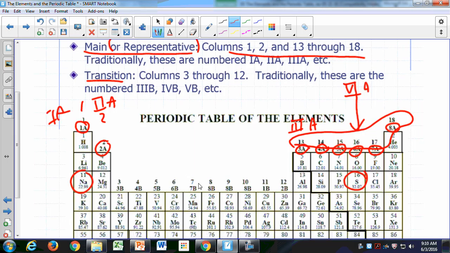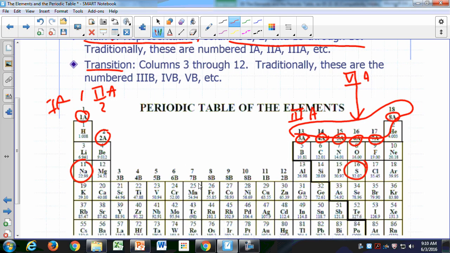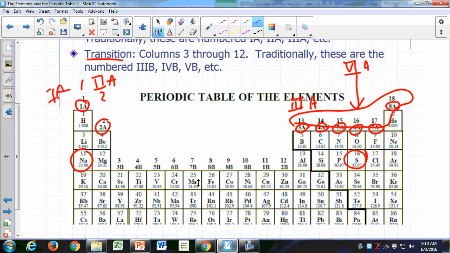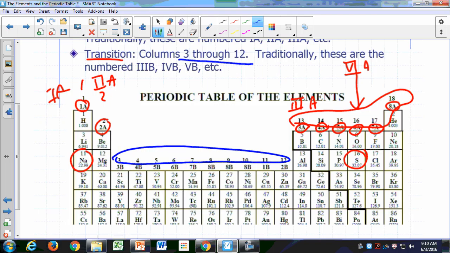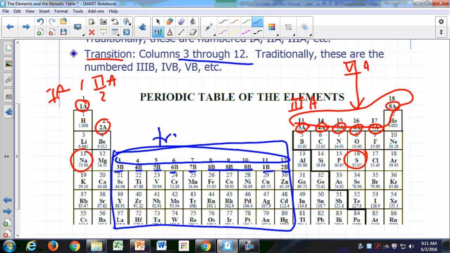Now the transition elements are those that are found in columns 3 to 12. So here's columns 3 to 12. And you'll notice the labeling of this goes from 3B, 4B, 5B, 6B, 7B. And there are three columns that are labeled 8B, and then you have a 1B and a 2B. So these columns of elements are referred to as the transition elements. And in some periodic tables, they're labeled using Roman numerals, so 3B, 4B, 5B, and so on.